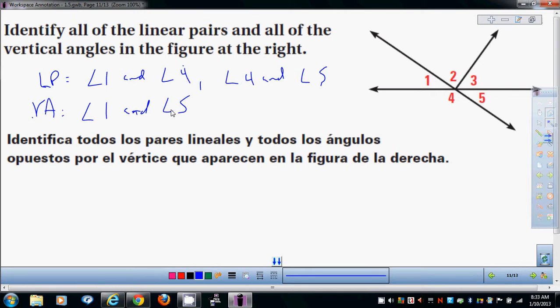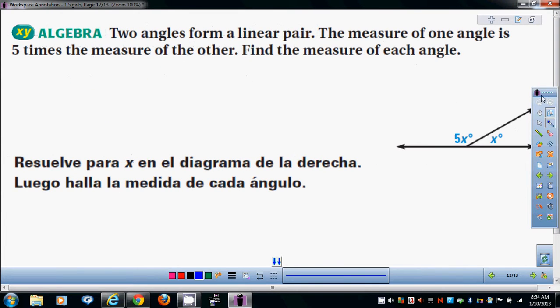Questions about how we got those answers? They may end up being congruent, but they're not vertical because they're not directly opposite one another. They may end up being congruent, but we can't assume they are. Questions? I believe we've got only one slide left.